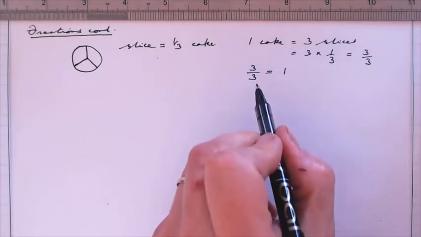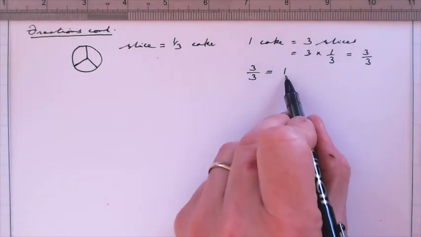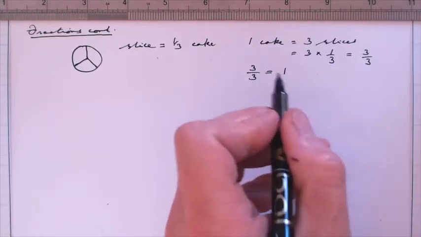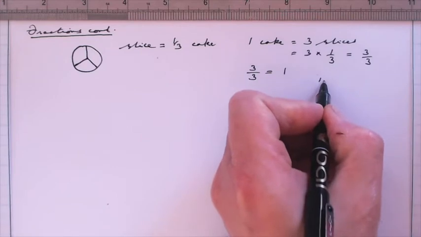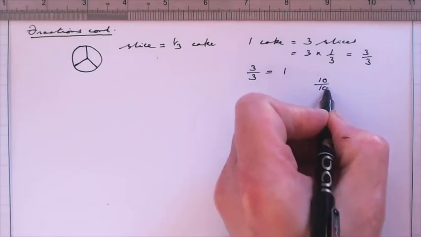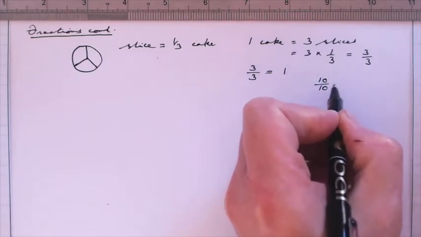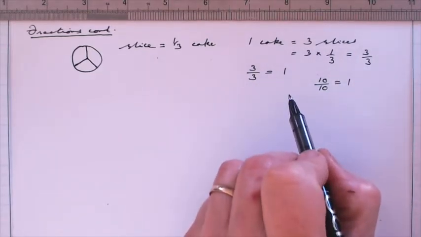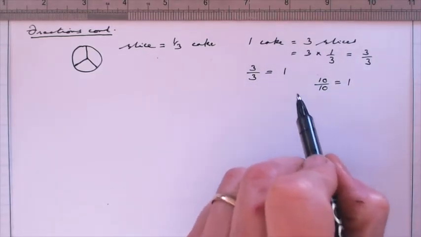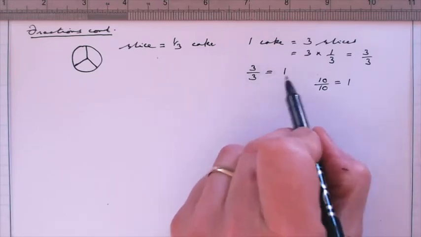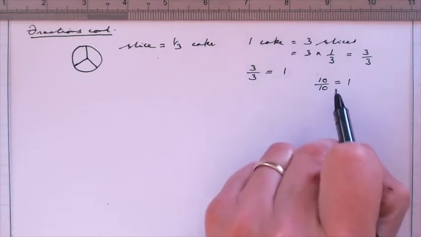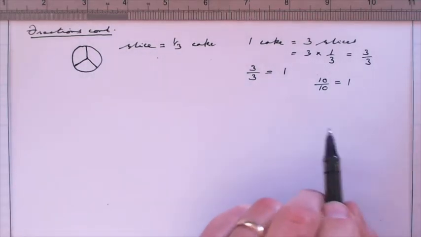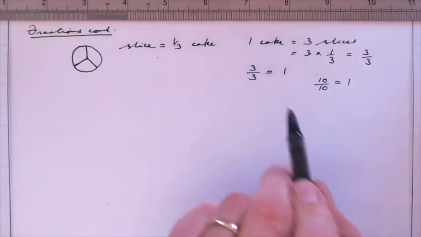And there are an infinite number of ways that you can write 1, because let's say we were talking about a cake with 10 slices, we could simply have written that 10 slices, namely 10/10, is equal to 1 cake. And so it's quite a good thing to get used to, which is that a number divided by itself is equal to 1. Back to our party here though, so a slice is 1/3 of a cake.